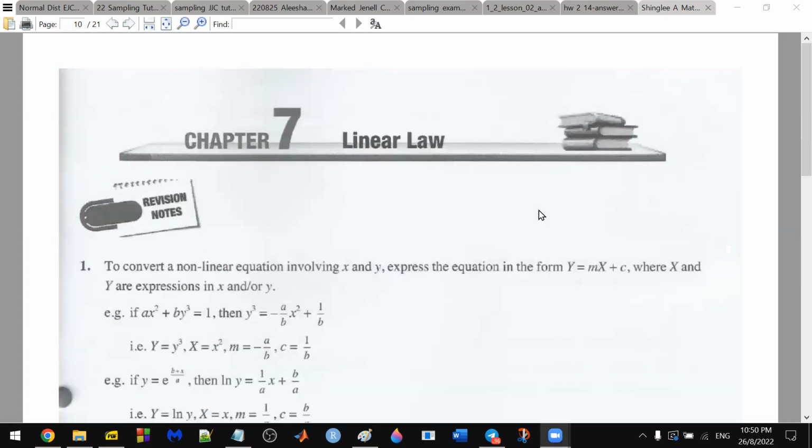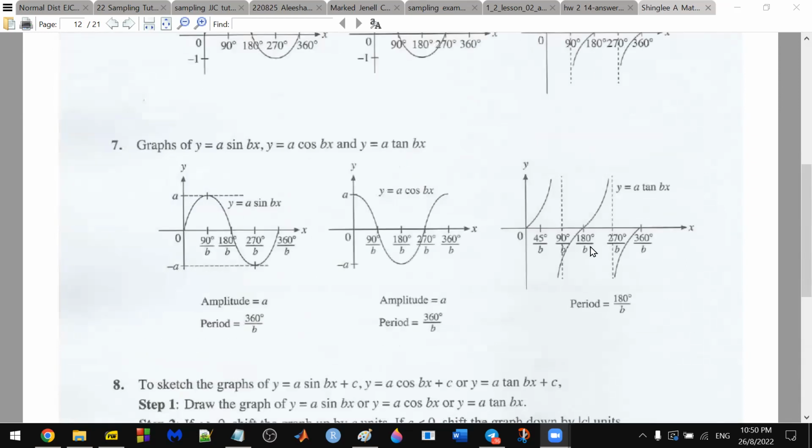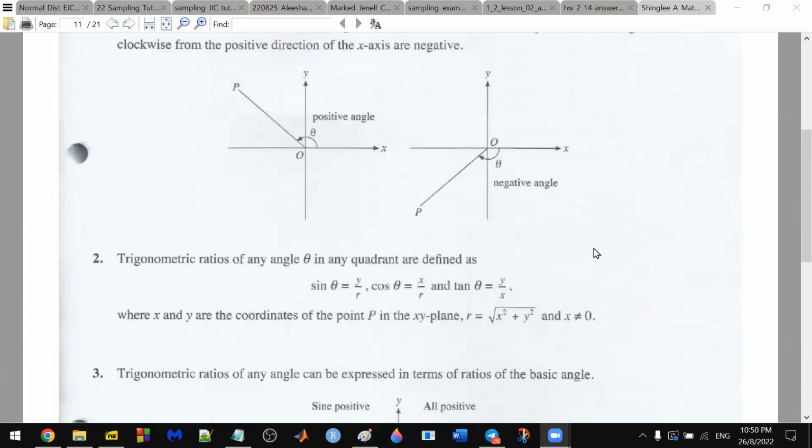Next. Linear law we covered already. Time to move on to trigonometry. Okay, I have like 10 minutes. Wait, actually, what time do we start? Around 10 more minutes. Can I cover trigonometry today? Let's go.